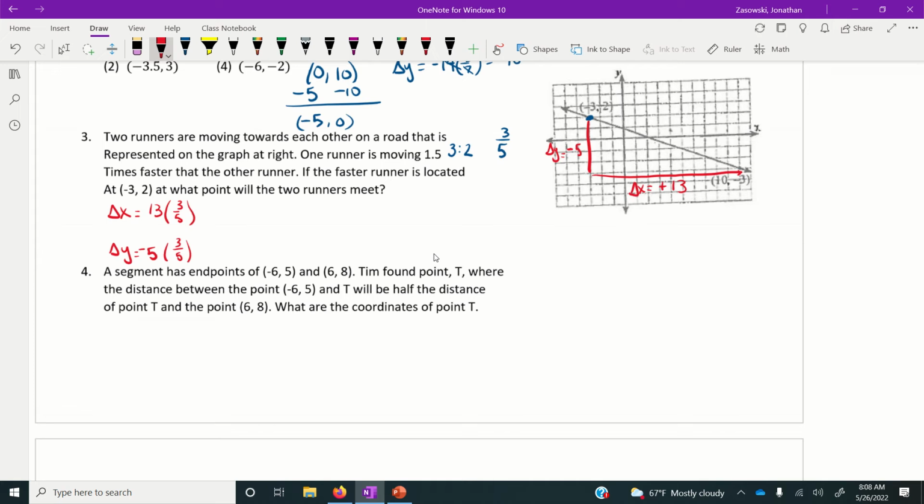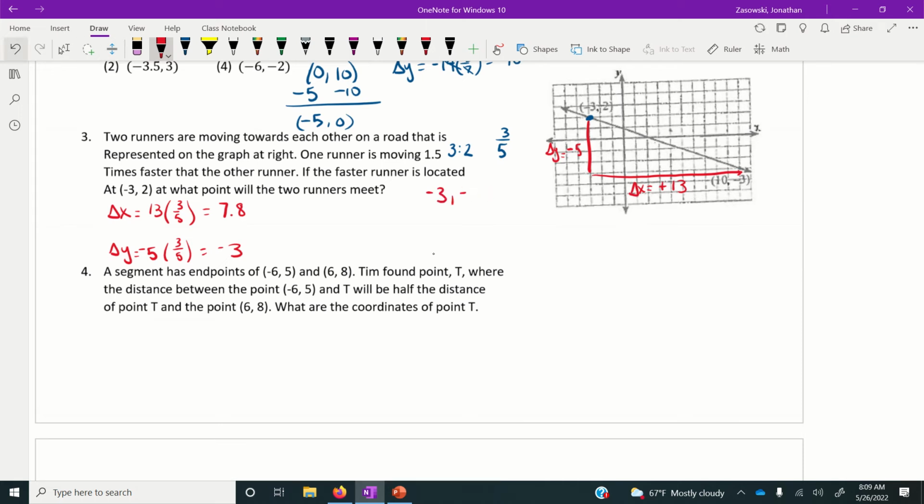All right, so 13 times 3 is 39, divided by 5 is going to be 7.8, okay? And you can use your calculator, and you can also do that on there. So if you multiplied those numbers together, 13 times 3 over 5, you'll see you get 7.8. -5 times 3/5 is -15 divided by 5. That's -3. So once again, we're going to start from our fast runner, which is -3, +2.